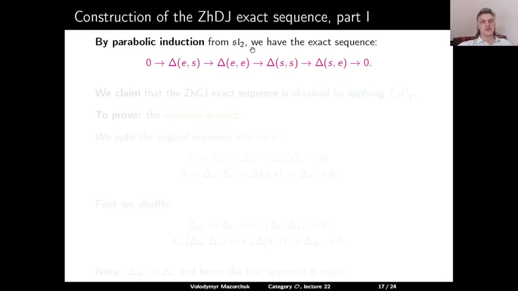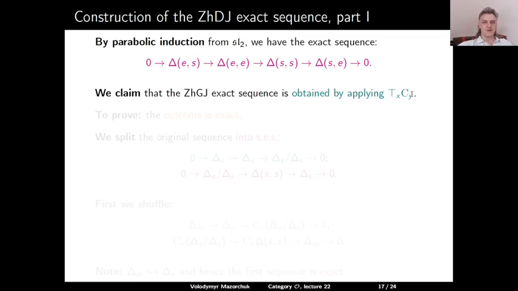Using parabolic induction from SL2, so we can take the SL2 example, and via the parabolic induction, this gives the 4-term exact sequence. Delta e comma s goes to delta ee, goes to delta s comma s, and this goes to delta s comma e to 0. And our claim is that now we can take the sequence and apply Tx Cy, and the outcome will be an exact sequence, and that the modules are exactly as given in the original formulation.